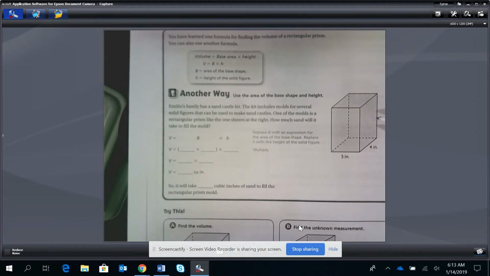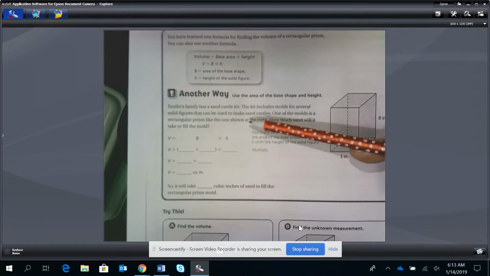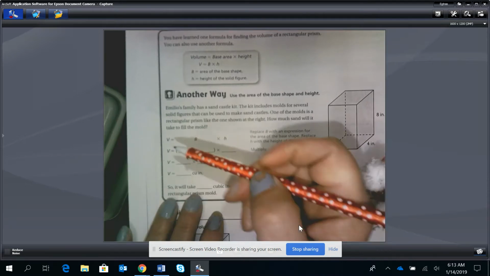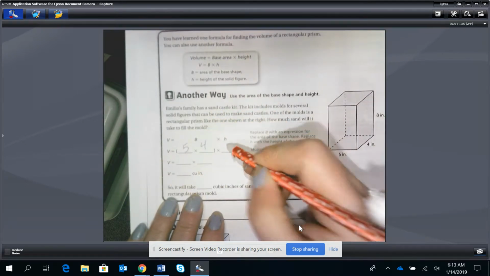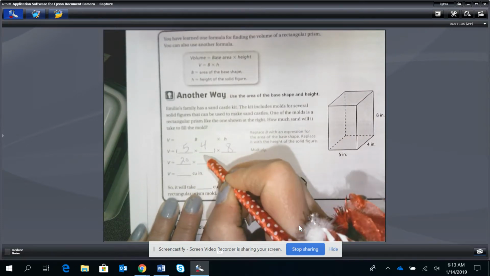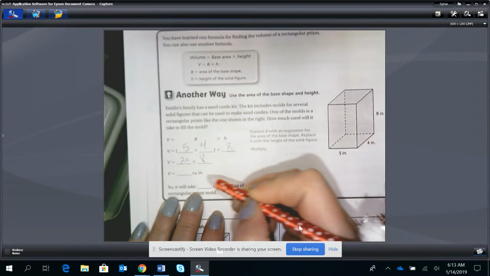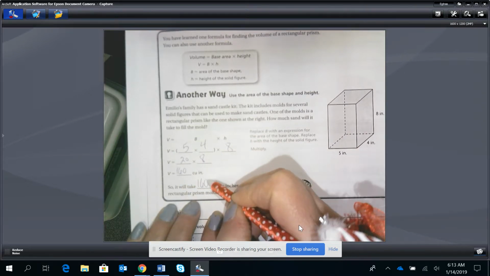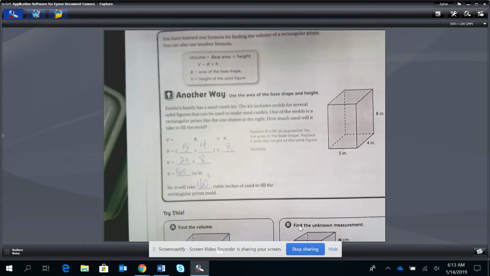Emilio's family has a sandcastle kit. The kit includes molds of several solid figures that can be used to make sandcastles. One of the molds is a rectangular prism like the one shown to the right. How much sand will it take to fill this? Okay, so we got to figure out the base first, which is 5 times 4, and the height is 8 inches. So the base is 20 times 8. And we know it's 160 cubed, or 160 cubic inches to fill the mold.